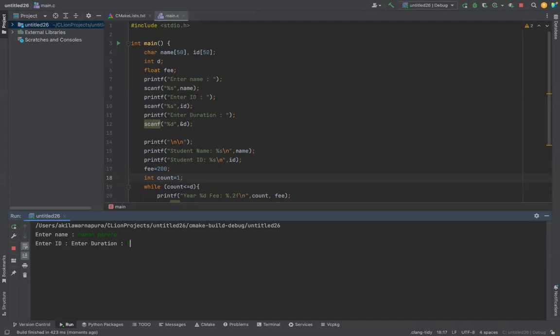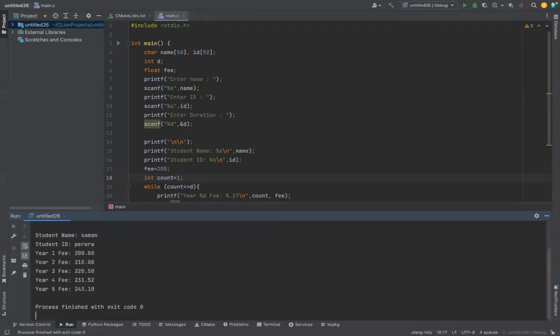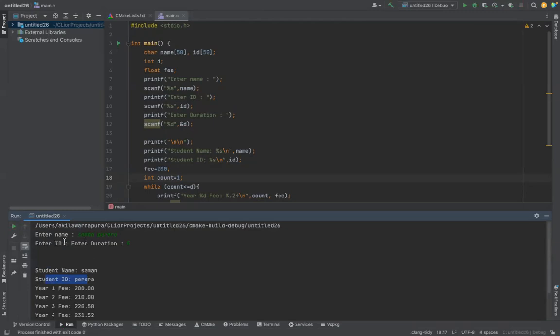If the duration is 5, then you can see the student ID is taken as Pereira. That means Saman has been taken to the variable name and Pereira has automatically been taken to the ID. Usually, if you use a space, the computer thinks this has two arguments. Therefore, Saman is entered to the first variable, name, and the second one it thinks may be the second variable, so it automatically puts it to the ID.